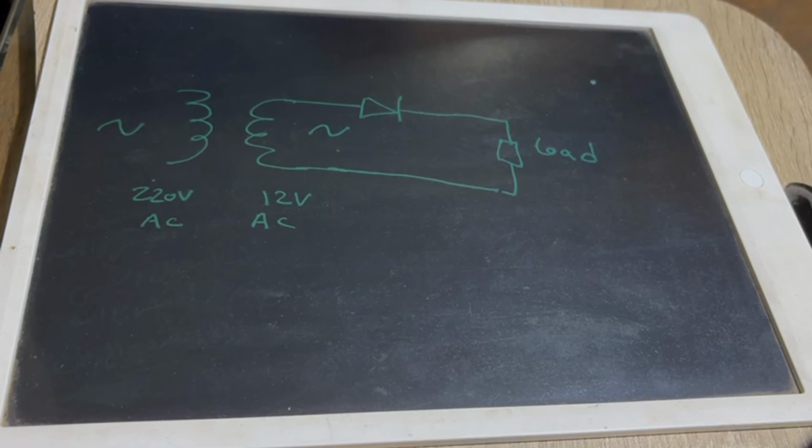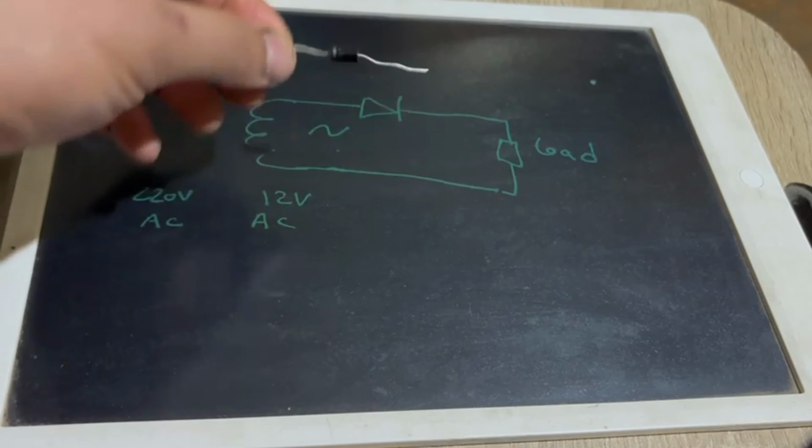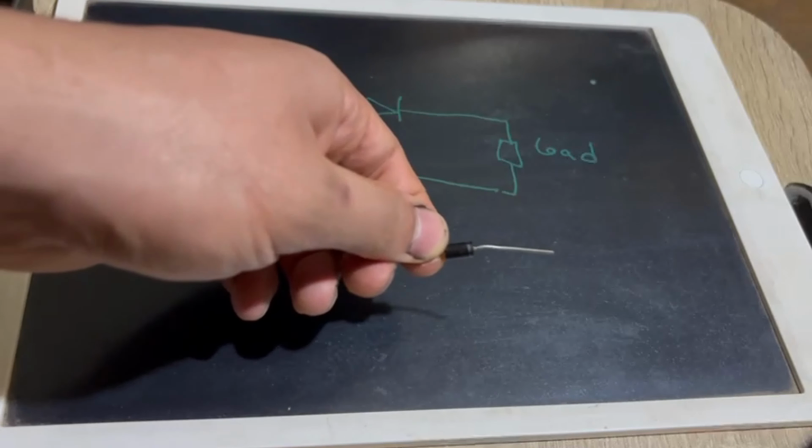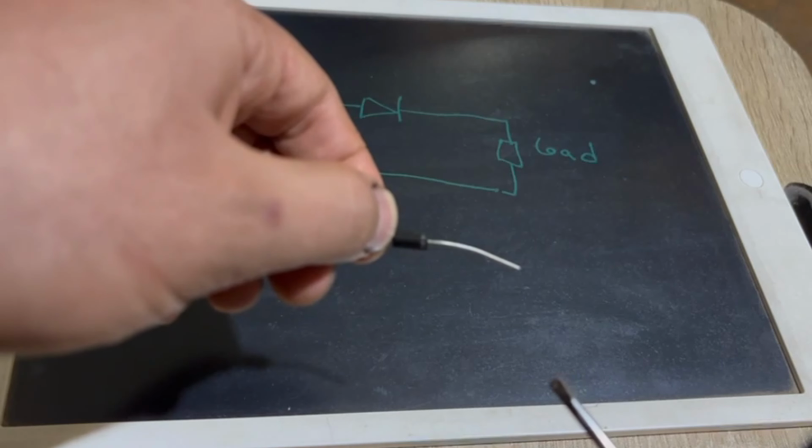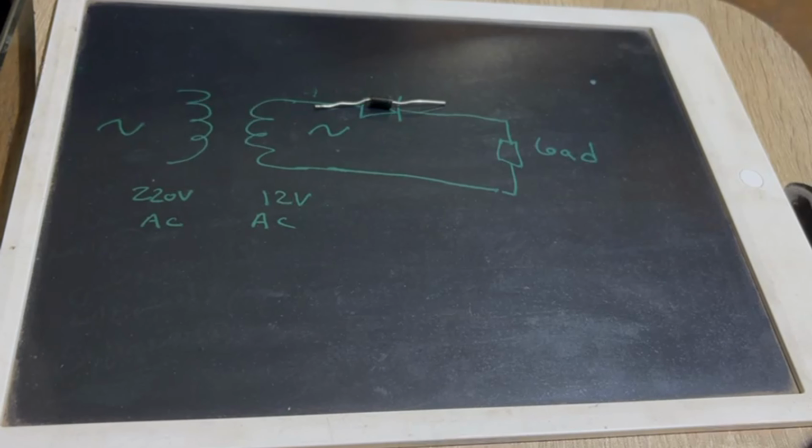To know the direction of the diode, you will find a line on it. This line must be at the output of the diode. Connected as you see in the video.